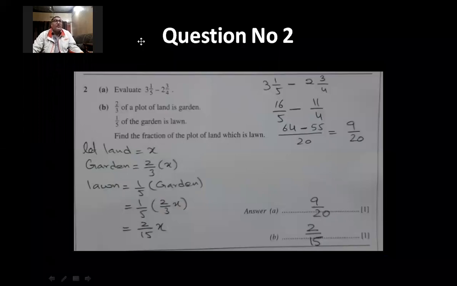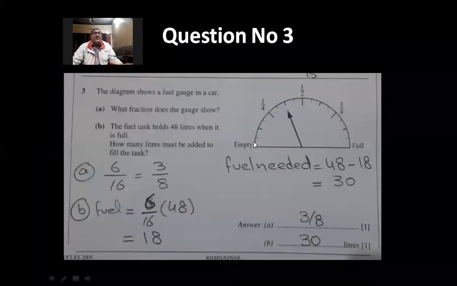Okay, now we have question number 3, and you can see the first part is 6 by 16. So when you cancel it, it becomes 3 by 8. The B part is the fuel is 6 out of 16 parts, and the total fuel that the tank can hold is 48 liters. So 6 by 16 means 18 liters. It means that this is showing that there are 18 liters of fuel in the tank.